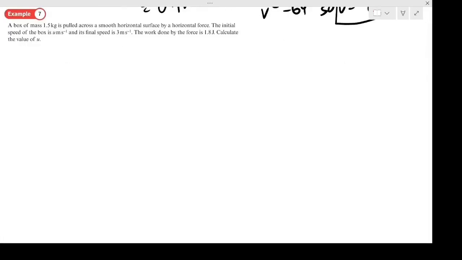Here we're told a box of mass 1.5 kilograms is pulled across a smooth horizontal surface by a horizontal force. The initial speed is u, and the final speed is 3. The work done by the force moving it forward is 1.8 joules. Calculate the value of u.